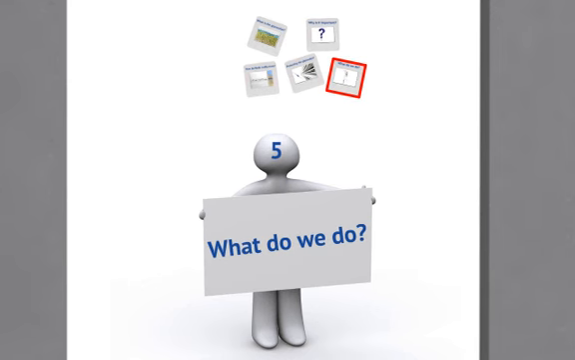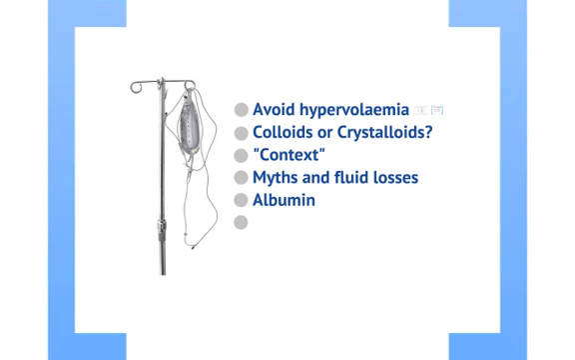So in summary, what do we actually do? Well, firstly, we need to avoid hypervolemia. The question of colloids or crystalloids is an important one, but maybe just as relevant is the amount of fluid and what's in your fluid. Avoiding hypernatremia is an important aspect of protecting the glycocalyx. Remember the context of your patient, let's dispel the myths, and let's think again about albumin and how it can play a role in protecting the glycocalyx. And let's remember, don't harm the glycocalyx.